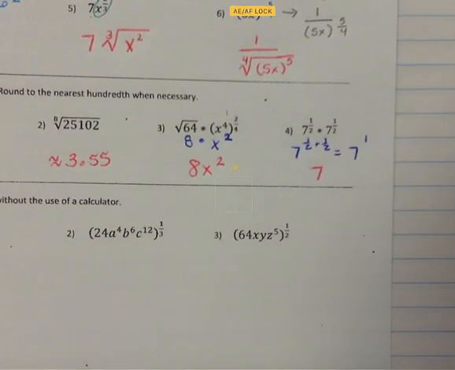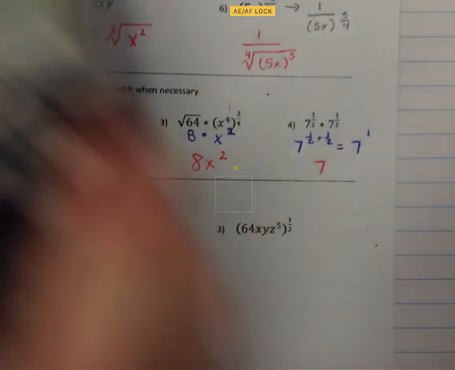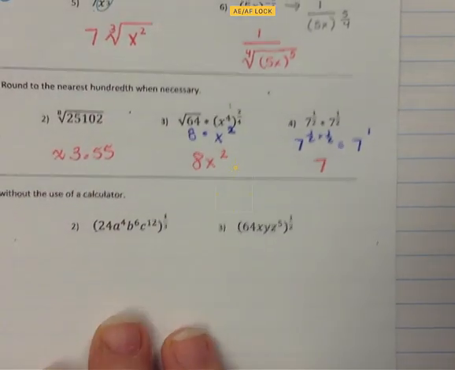You could also have converted them. It would have been the square root of 7 times the square root of 7. So that square root of 7 squared is just 7. You can also put in your calculator 7 raised to the 1/2 times 7 raised to the 1/2, and you get 7. So you end up getting the same answer either way you do them.